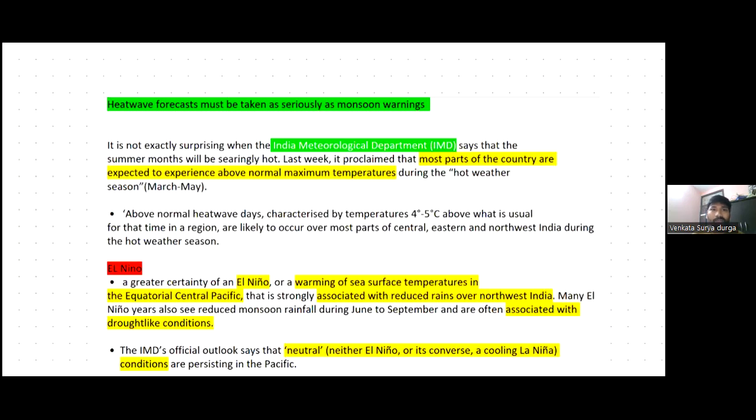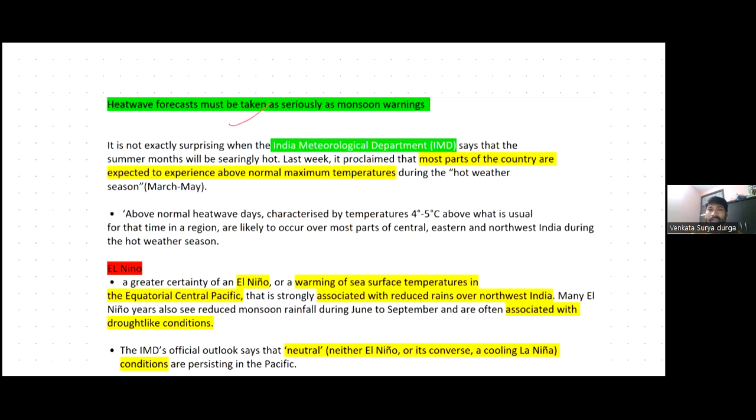The heatwave forecast must be taken as seriously as monsoon warnings. In India, the monsoon warning is taken seriously because it impacts the standing crop, and it also leads to floods in particular areas and loss of lives and economic losses. But heat waves are not taken as seriously as the Indian monsoon.